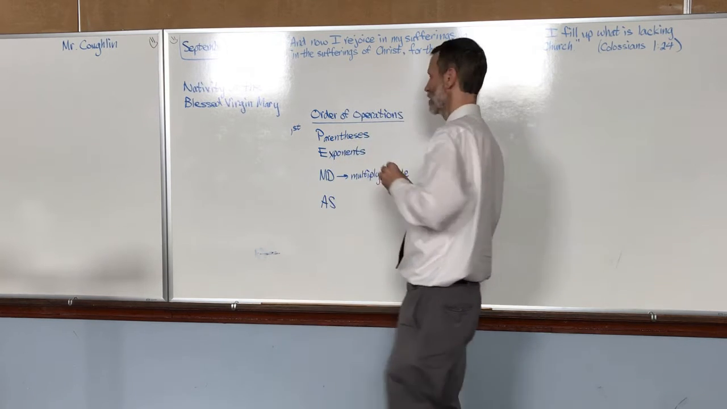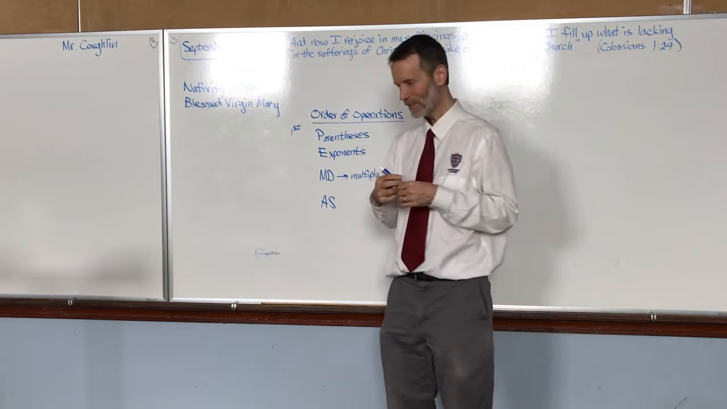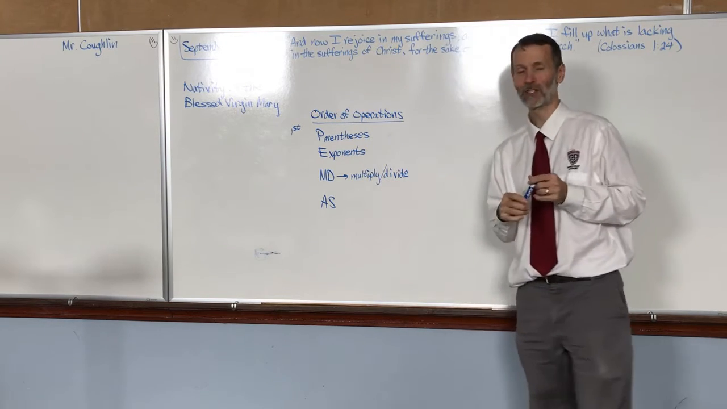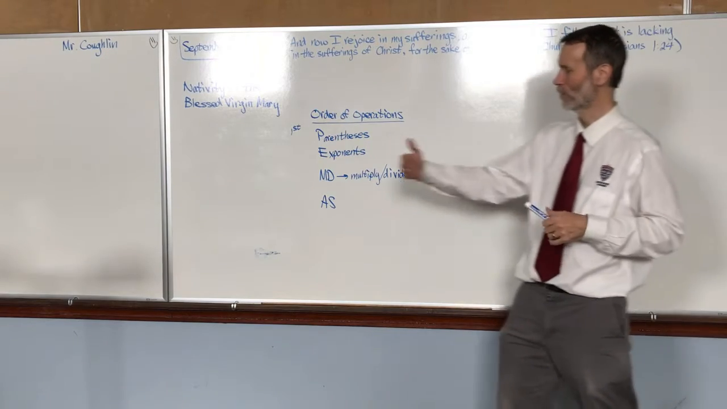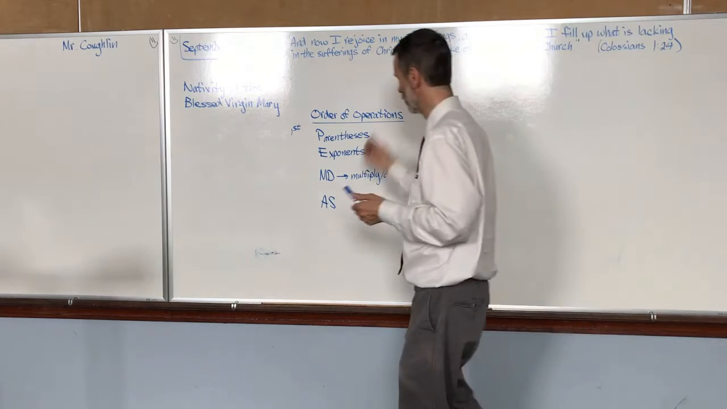The reason I say multiply / divide is that they have the same rank. In other words, multiply and divide are pretty much the same thing. It's just that one's going forward and one's going backward. A little later on, I'm going to review what it's like to divide.